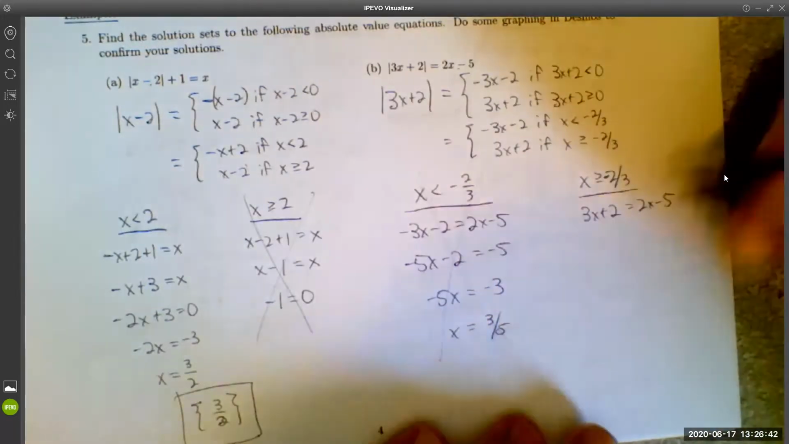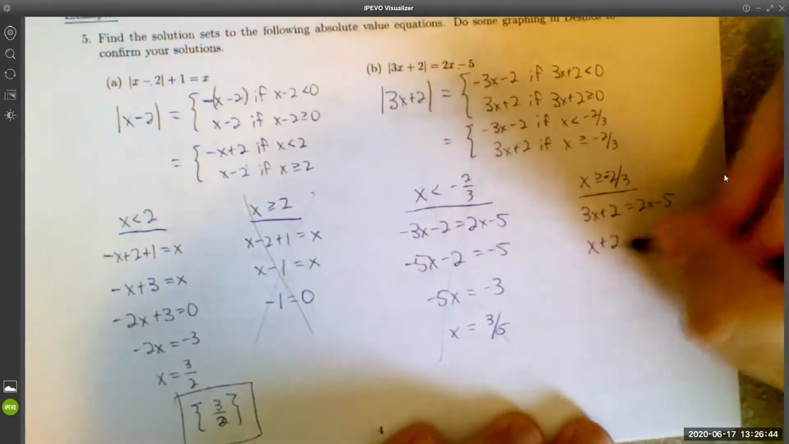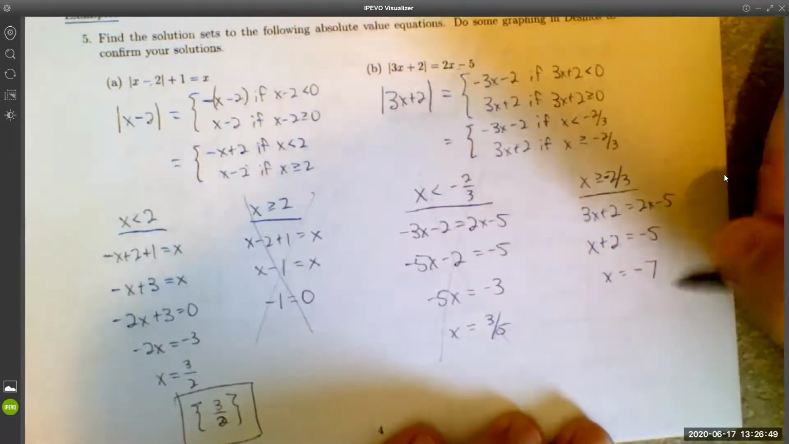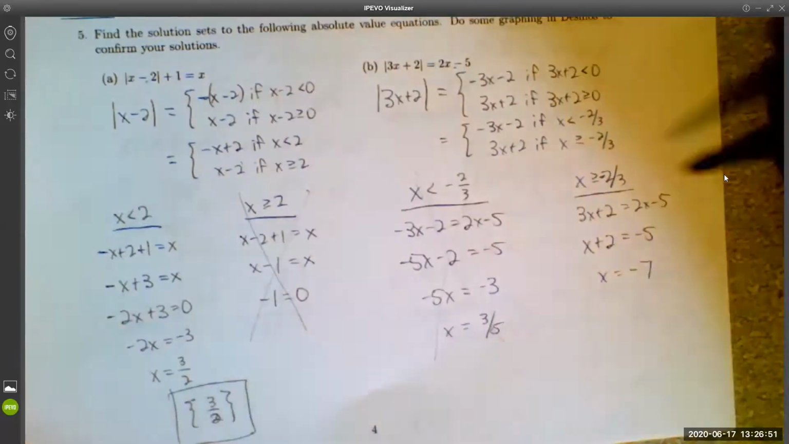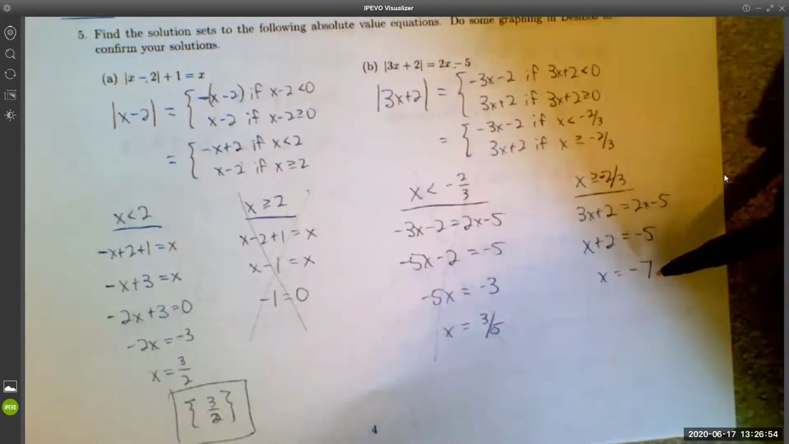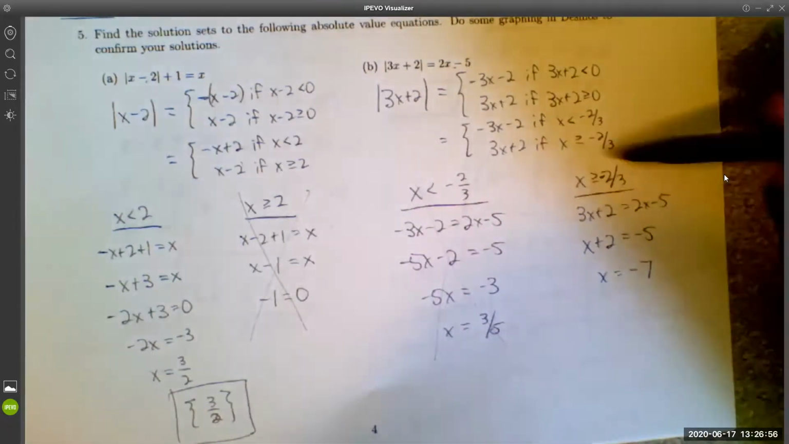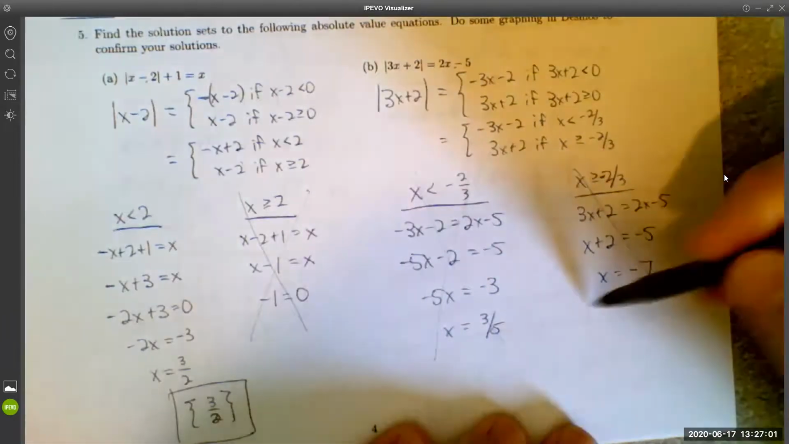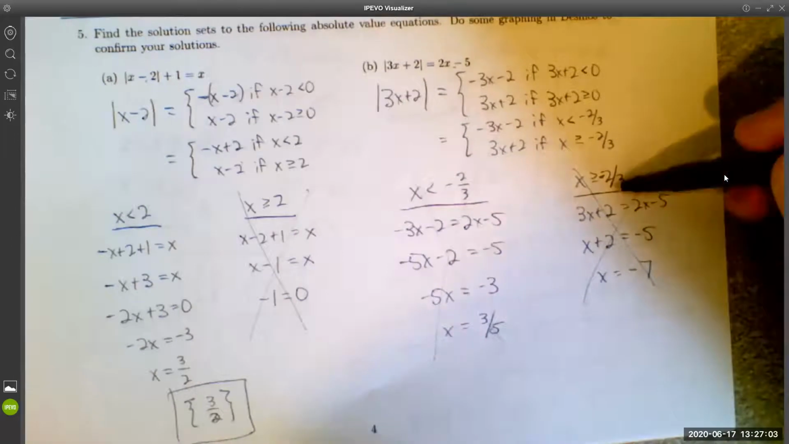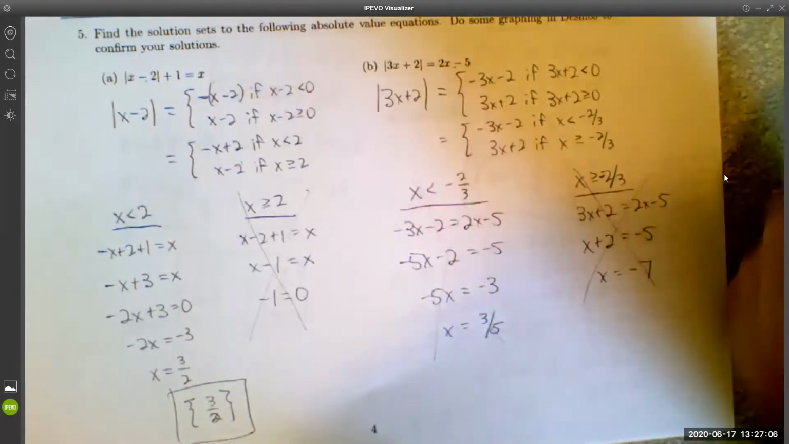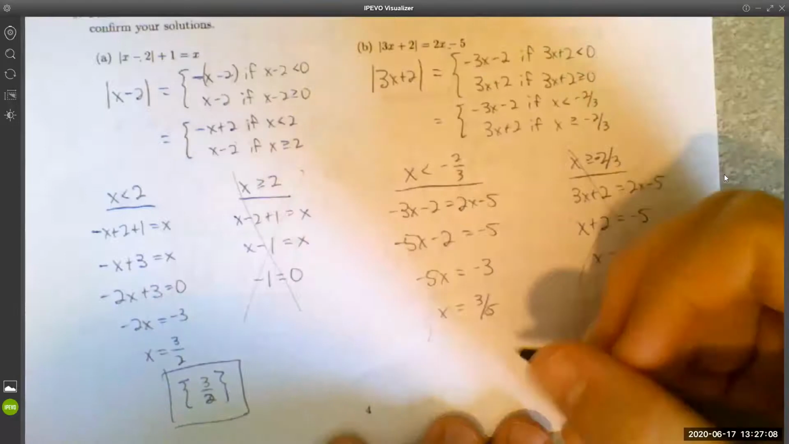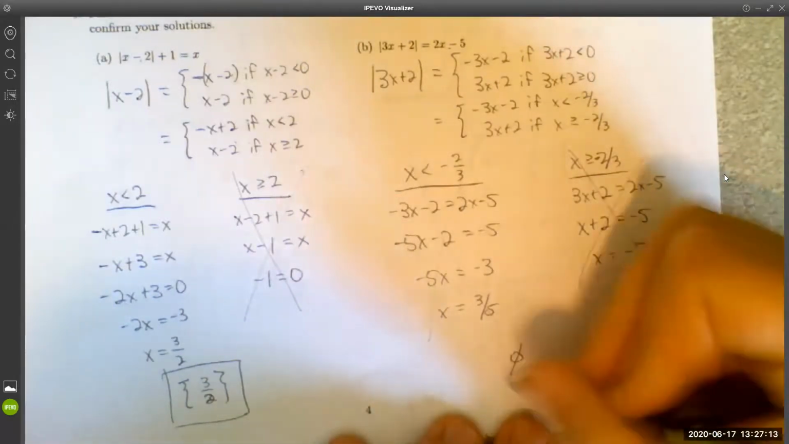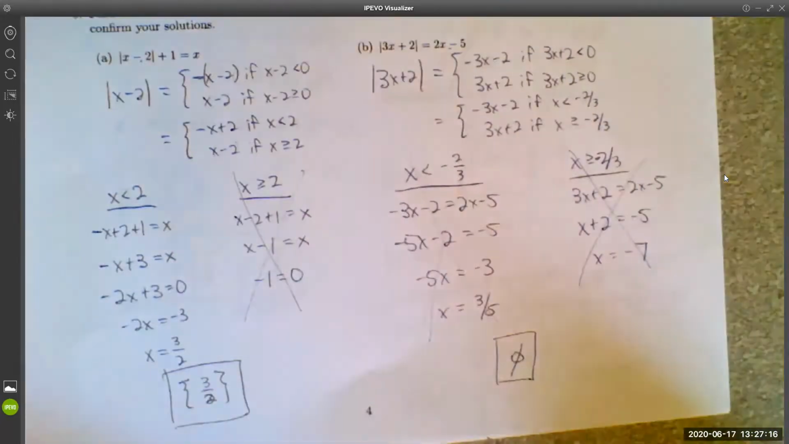Let's try this one. I move the 2x over, move the 2 over. Okay. So here I get the statement that if x is bigger than or equal to negative 2/3, then x has to equal negative 7. Again, contradiction, right? Negative 7 is less than negative 2/3, so this doesn't make any sense at all. I think the conclusion I'm forced to arrive at is that there is no solution to this particular equation.